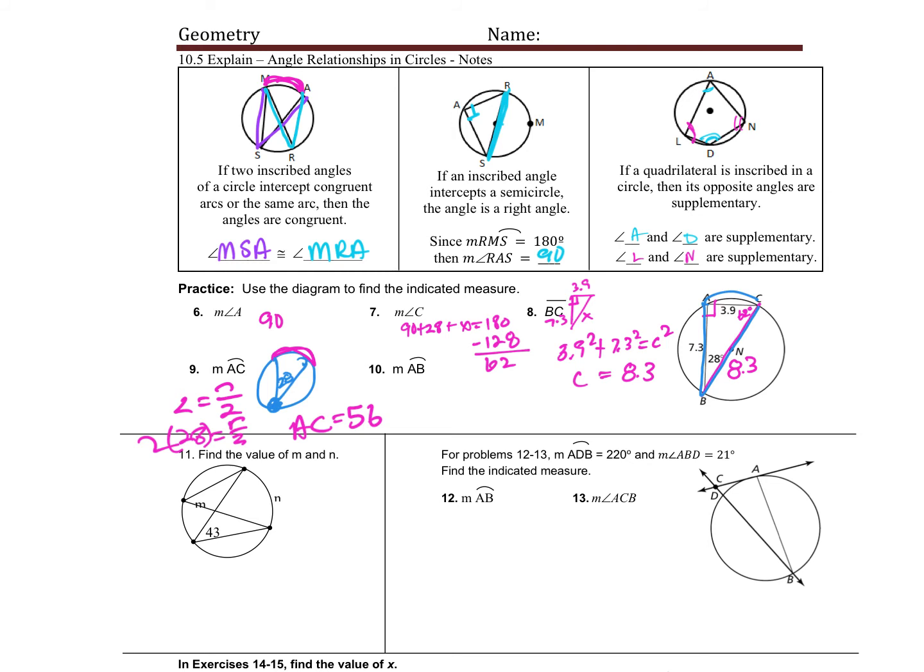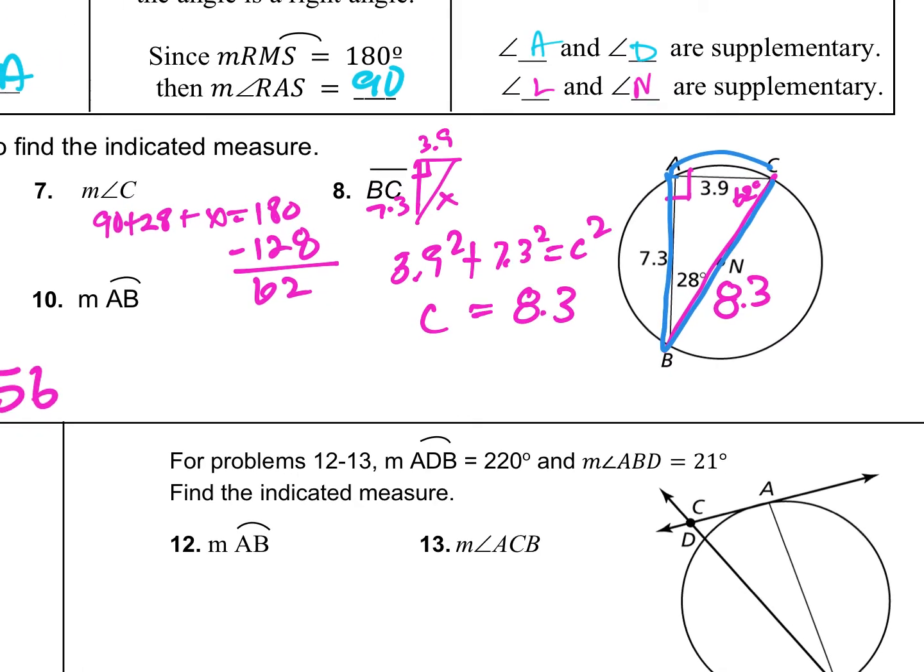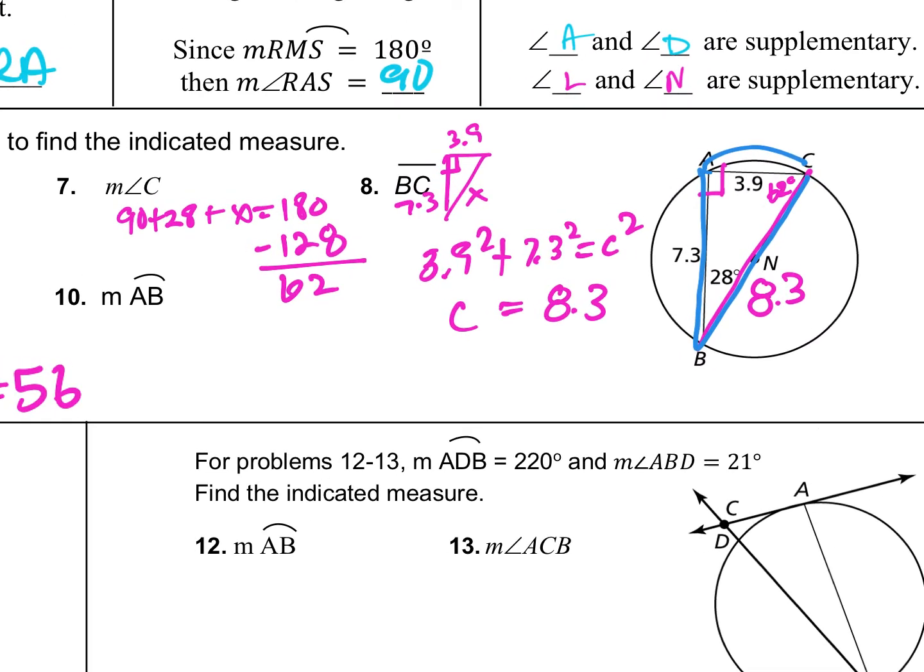We're going to go ahead and redraw the circle this time, because I'm only going to be focused on the angles that I need. Okay, so this is A, C, and B. And the angle is 62 degrees.